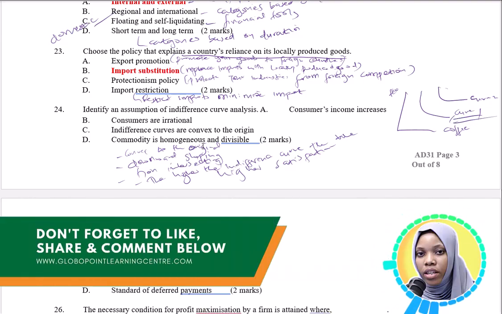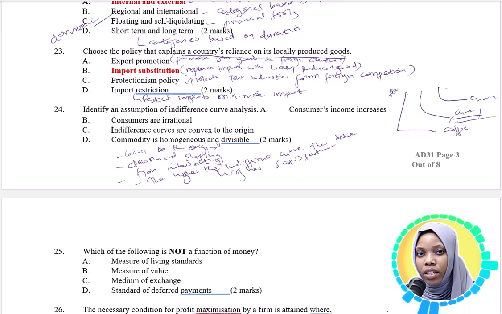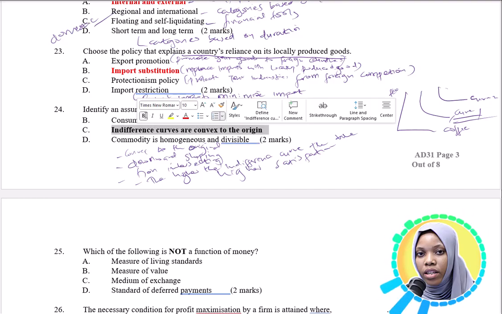So identify an assumption of indifference curve analysis. Our answer here should be choice C. Indifference curves are convex to the origin. From what we have listed, one of the assumptions is indifference curves are convex to the origin.